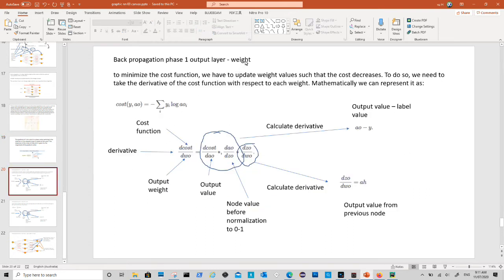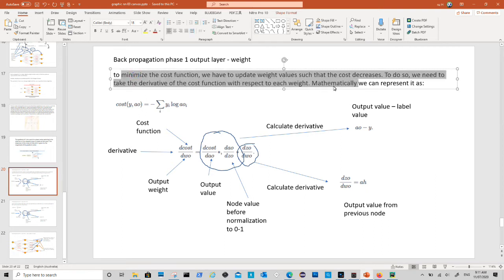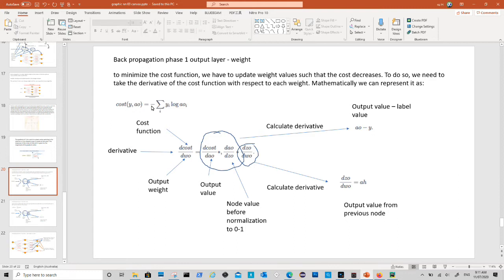To minimize the cost function, we have to update weight values such that the cost decreases. To do so, we need to take the derivative of the cost function with respect to each weight. We start from the output layer and call this phase 1. So the left side is the derivative d cost divided by d weight output. It equals the formula on the right, which involves the output node value before softmax normalization.